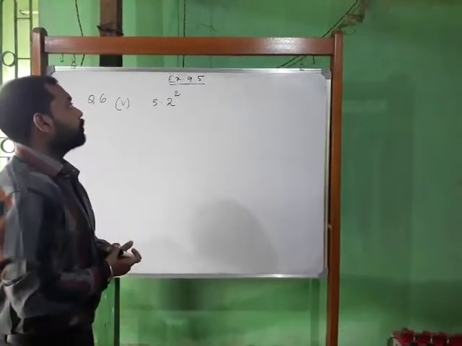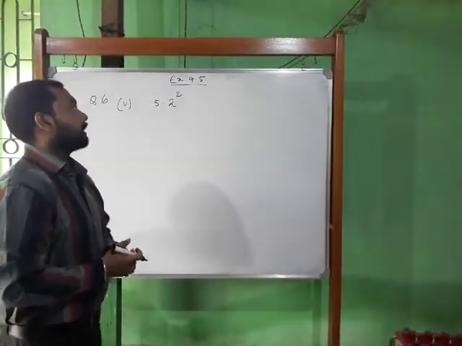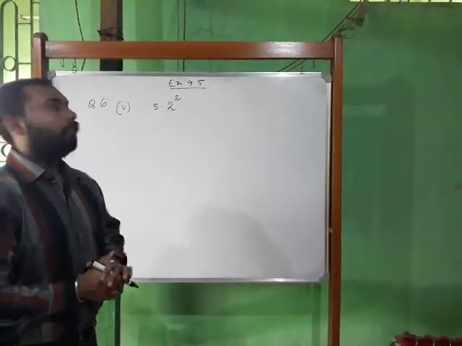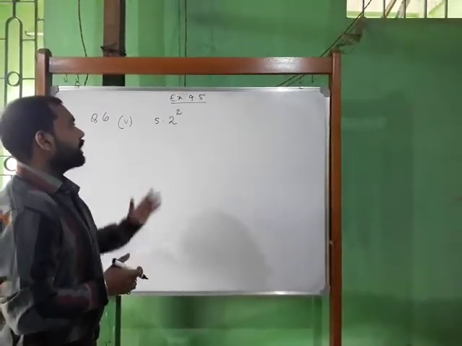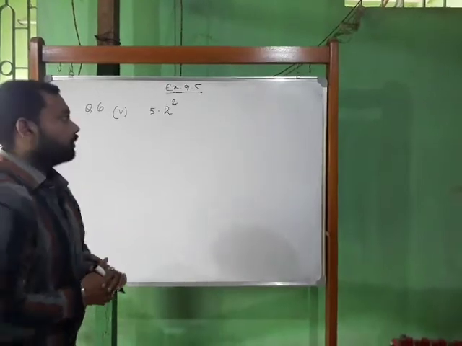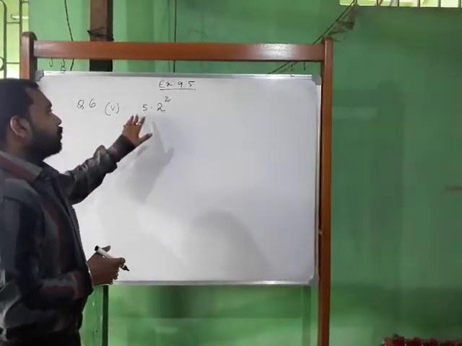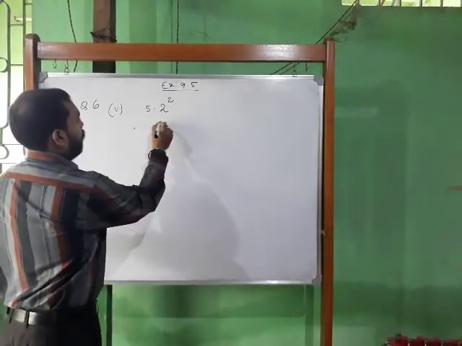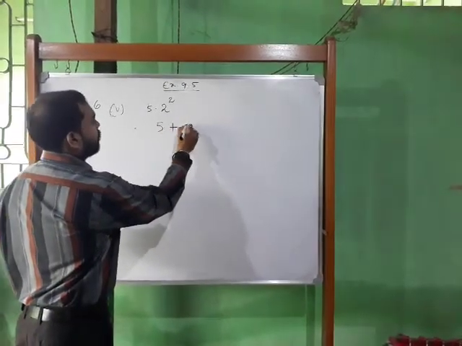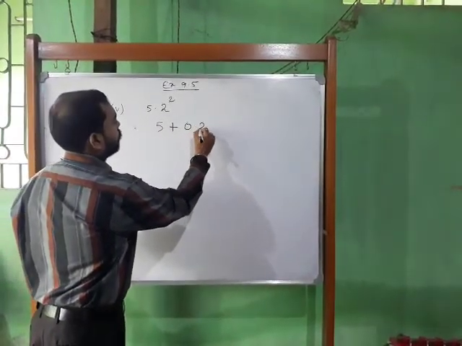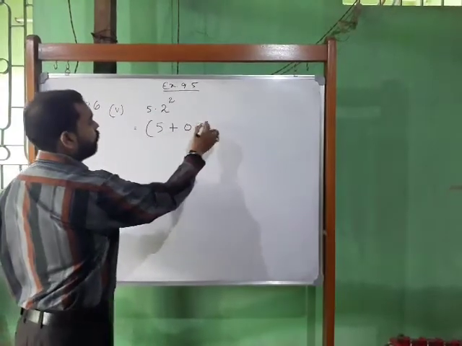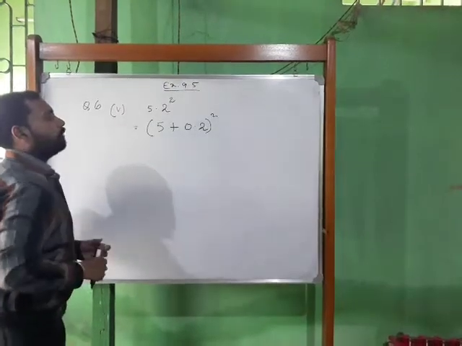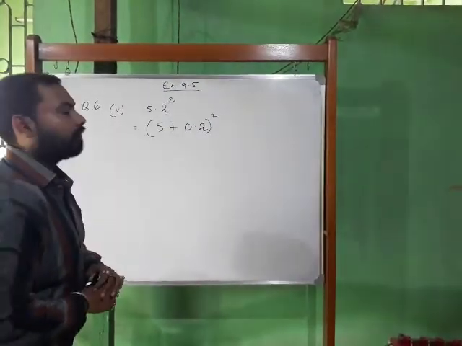So today I will be solving some of the questions of exercise 9.5, question number 5. The question is given: 5.2 whole square. Let me break this 5.2 into 5 plus 0.2. Since square is there, you write square. Now you can see this becomes the (a plus b) whole square formula.